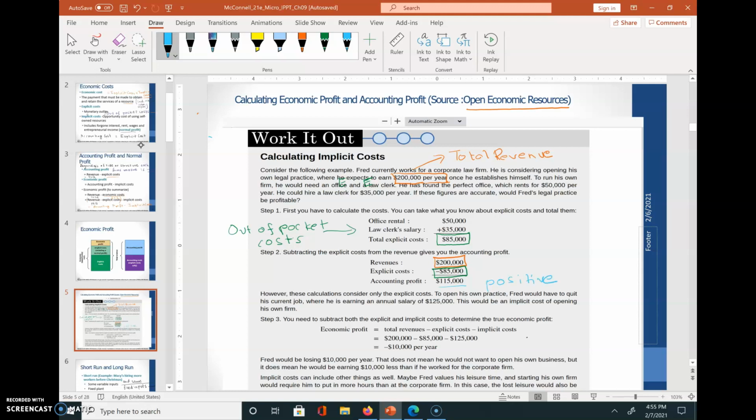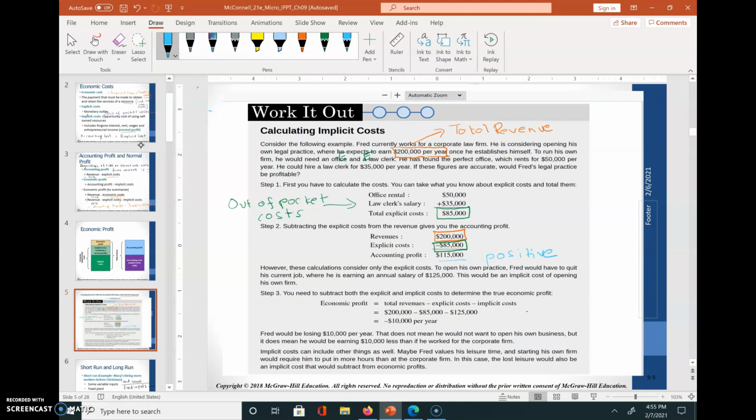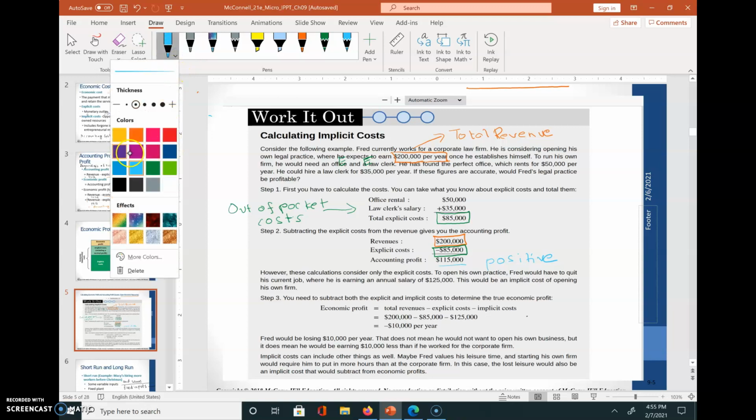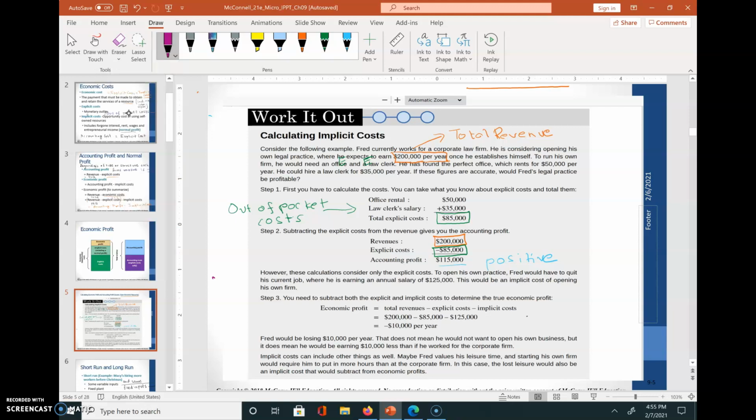This is definitely positive. And just if you look at the accounting profit here, I would say he should open this business. But let's look at something else here. Let's see what's going on in the next step. All right. It says, however, consider these calculations, consider only the explicit costs. Okay, that makes sense. However, these calculations consider only the explicit cost. We took care of that.